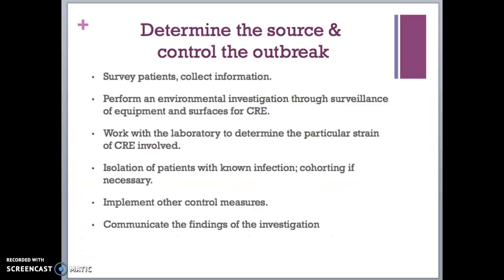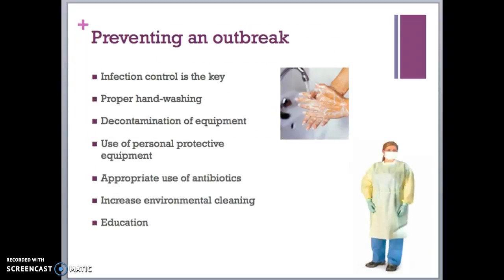Determining the source and controlling the outbreak will occur through surveying patients and collecting information, performing investigation of the environmental surfaces and equipment to look for CRE, working with the laboratory to find which particular strain is involved, isolating patients with the infection, and cohorting them if necessary onto specific floors, implementing control measures such as hand washing guidelines and so forth, and communicating. Preventing an outbreak, infection control is key, so like I said, proper hand washing, decontaminating equipment, using personal protective equipment, appropriate antibiotic use, cleaning, and education.